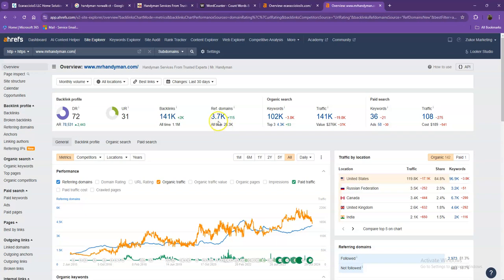This 3,700 referring domains that they have, these are what we call the good or high quality backlinks, while the rest of the missing backlinks are just the spammy backlinks. And also, I know that they're a franchise and a nationwide company, so you don't need to be overwhelmed with the numbers that they have.